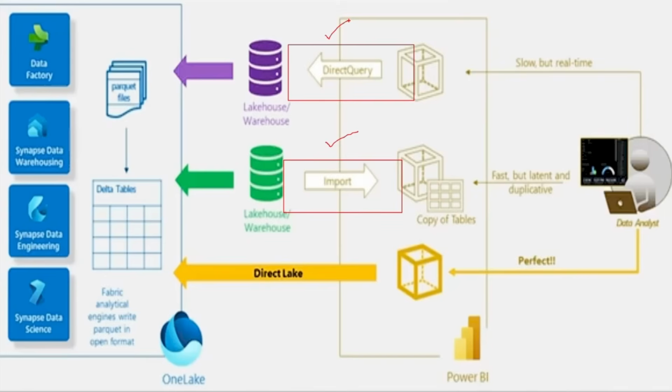Then, what makes direct lake mode different? Direct lake mode gives you the best of both worlds, the speed of import mode and the live connection of direct query mode. Your report opens quickly and your data stays fresh without any manual refreshes. How does it actually work? When you are working in Microsoft Fabric, your data lives inside a lakehouse or warehouse, stored in one lake as delta tables.